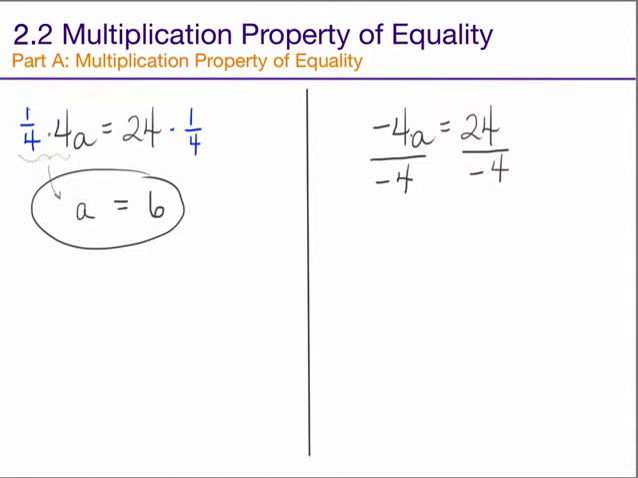Now I have negative 4 divided by itself, which is 1, times a, equals 24 divided by 4 is 6, and a positive divided by a negative is a negative. I don't need the 1. My answer is still a equals negative 6. This approach is fine, but there are times when it's actually easier to multiply by a fraction than it is to divide by a whole number. Well, let me show you what I mean.